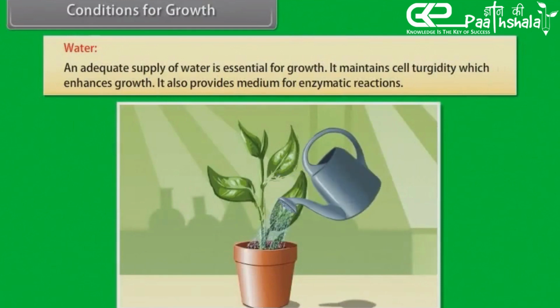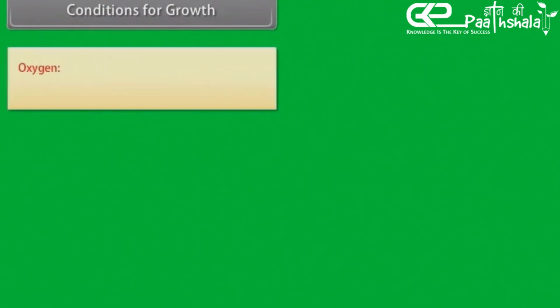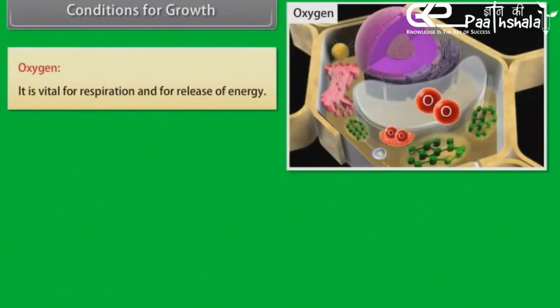Water. An adequate supply of water is essential for growth. It maintains cell turgidity, which enhances growth. It also provides a medium for enzymatic reactions. Oxygen. It is vital for respiration and for release of energy.